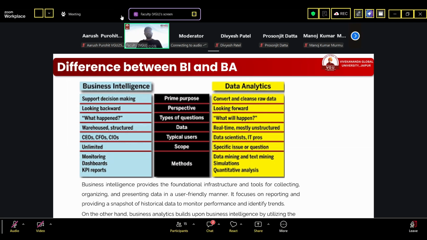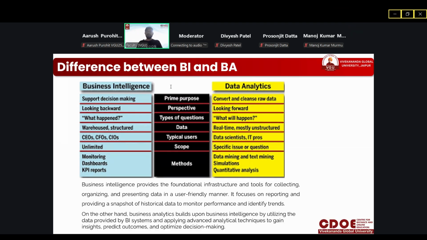Business intelligence provides the fundamental structure, infrastructure, and tools for collecting, organizing, and presenting data in a user-friendly manner. So both technologies, both tools help us by providing infrastructure and tools for collecting, organizing, and presenting data in a user-friendly manner. It focuses on reporting and providing a snapshot of historical data to monitor performance and identify trends. On the other hand, we talk about business analytics.